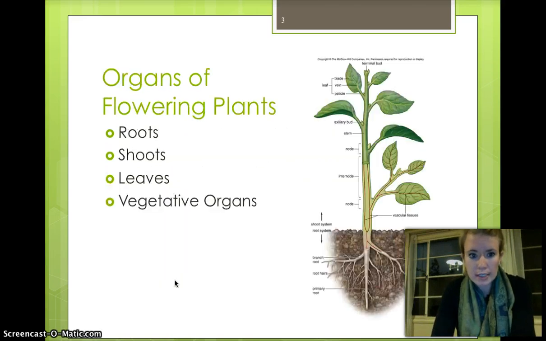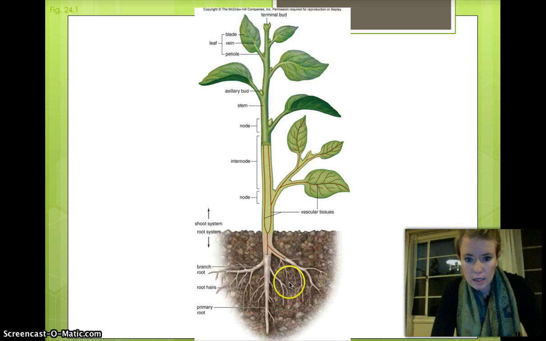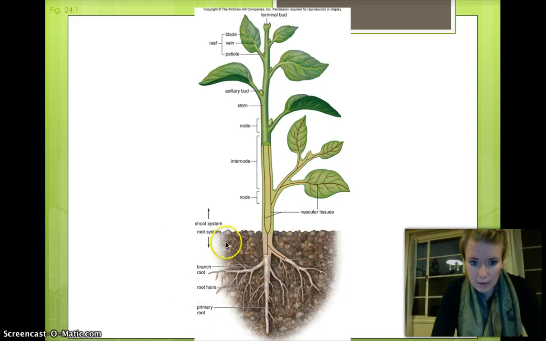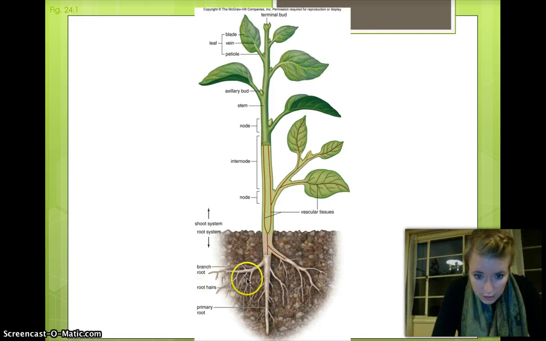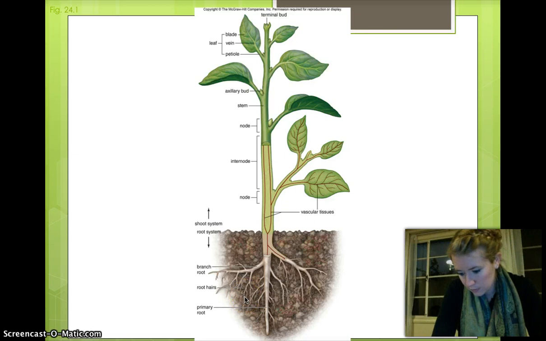So let's look at this picture. Down here is the root system we were talking about. So it's everything below ground. So here we have the roots, and then we have these branch roots, which grow off the primary root, which goes straight down. And all of these branch roots have tiny little root hairs on them. And so they do, like I said, most of the absorption of the root.